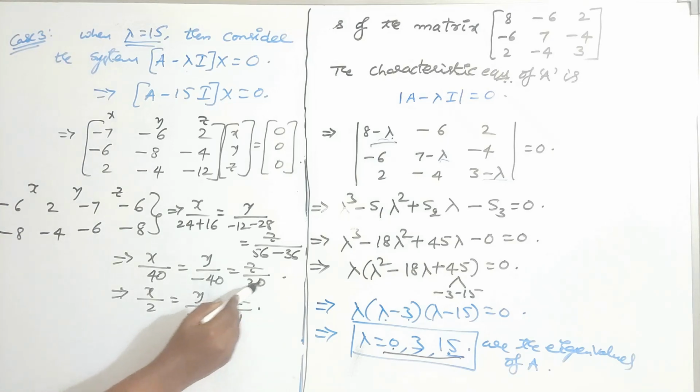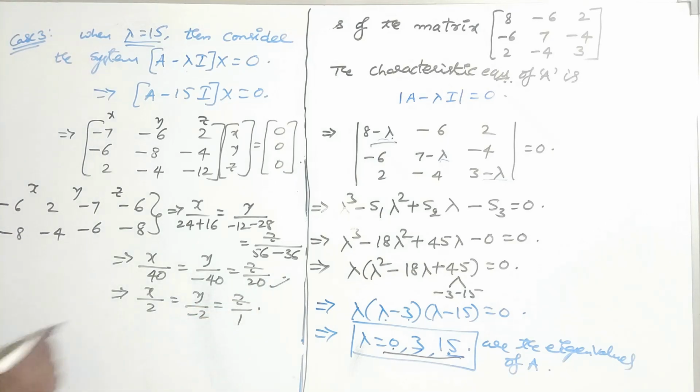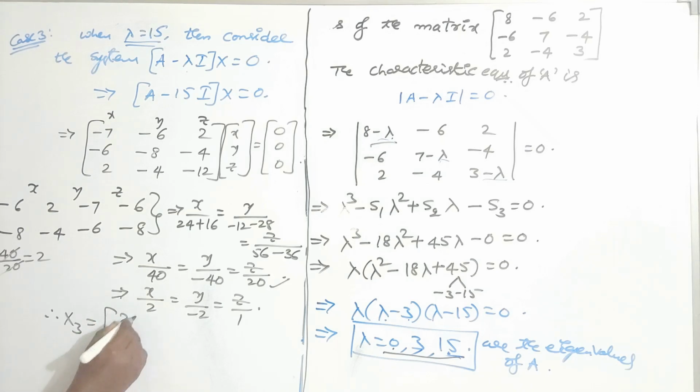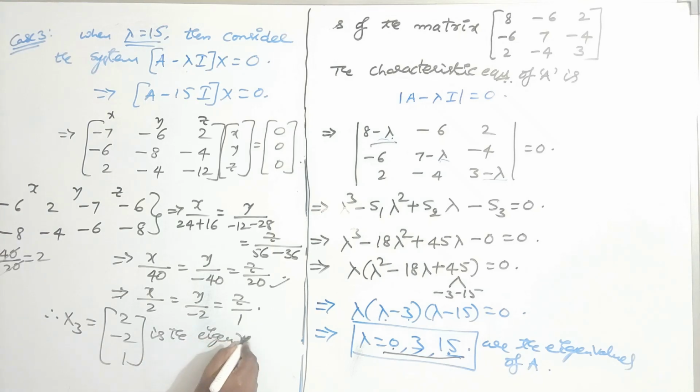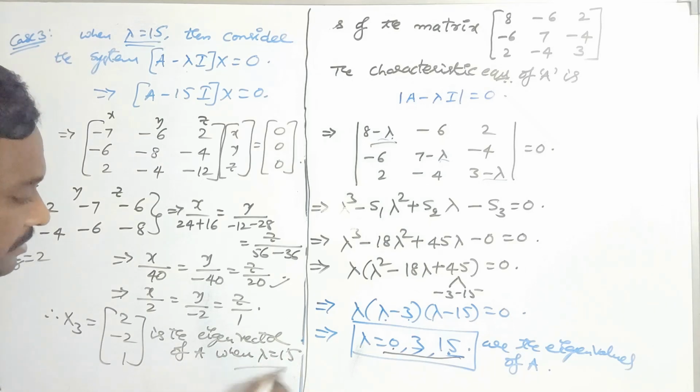Okay, don't write this one as the eigenvector. Okay, it is better to write here. In our mathematics, if there is 40 by 20, you should cancel them. Okay, don't write 40 by 20 in our mathematics. So x3 is equal to 2, minus 2, 1 is the corresponding eigenvector of A when lambda is equal to 15.